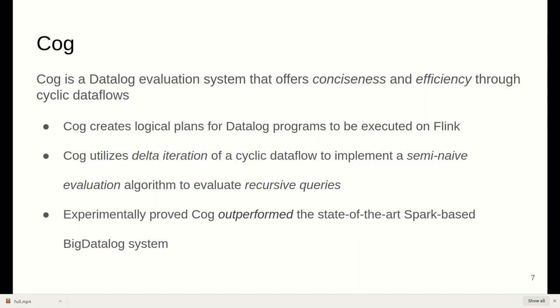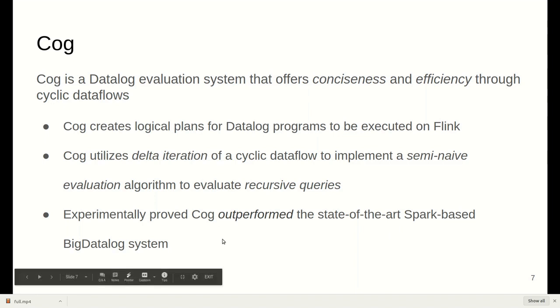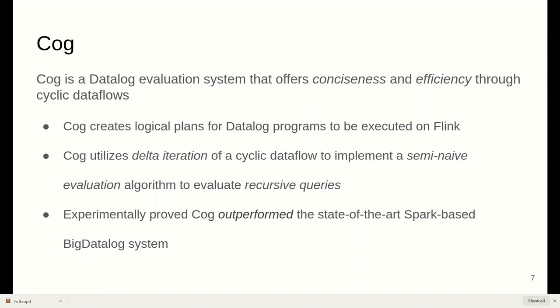Our system uses the delta iterations of Apache Flink to implement a semi-naive evaluation algorithm to evaluate the recursive queries of Datalog. Finally, we performed a benchmark comparison and we experimentally proved that our system outperformed the Spark-based BigDatalog system in most of the test cases.